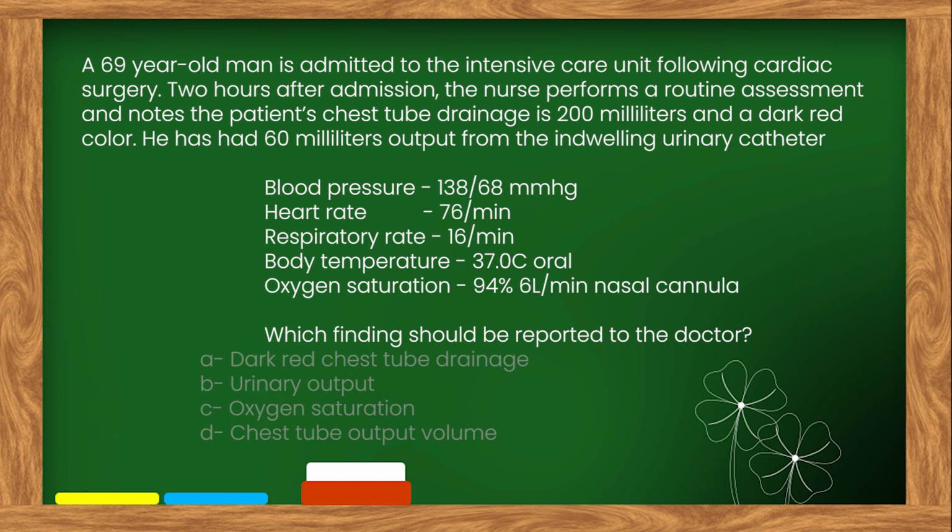And the options are: A. Dark red chest tube drainage. B. Urinary output. C. Oxygen saturation. D. Chest tube output volume.